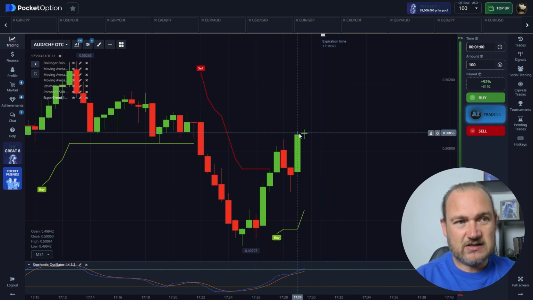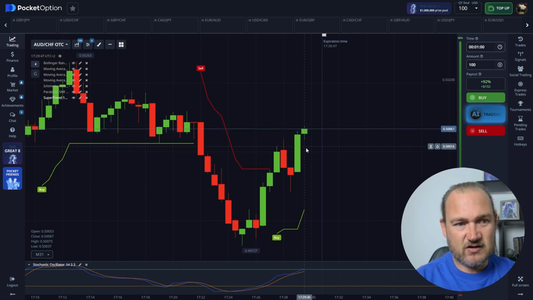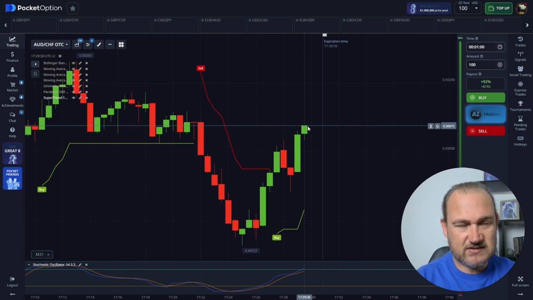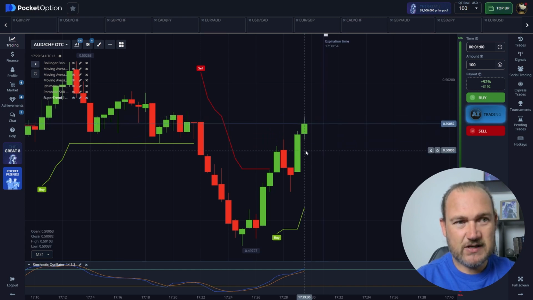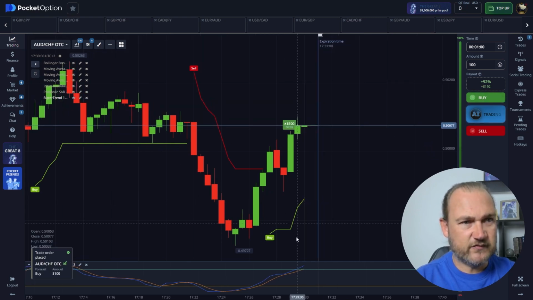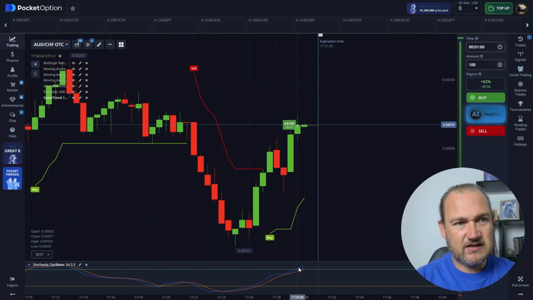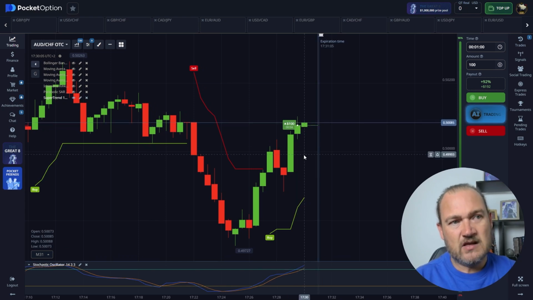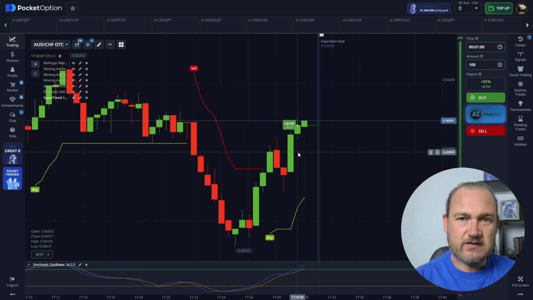We saw that the stochastic is in the overbought zone at this moment. So if this candle closes like this, I'm allowed to take a trade according to my strategy. But if we get a big red candle now, the stochastic is going to pull out of the overbought zone. Okay, so that confirmed it for us. It did cross over. So it's important to wait for your candles to confirm the crossover.